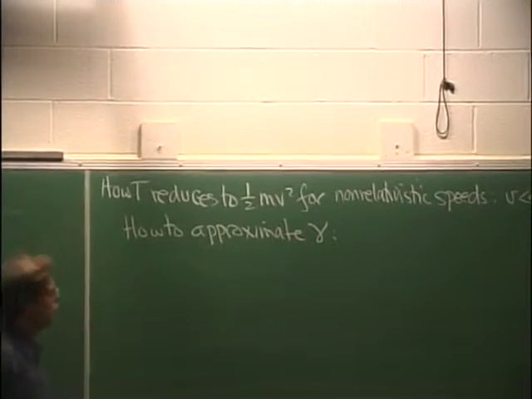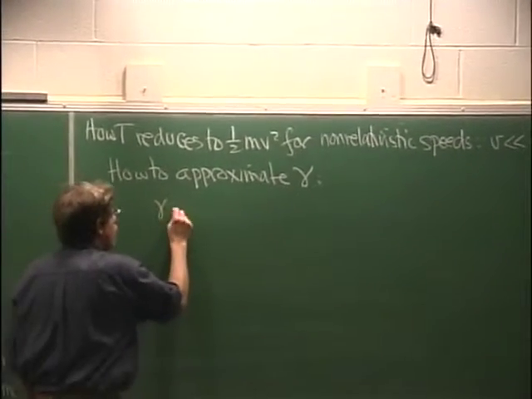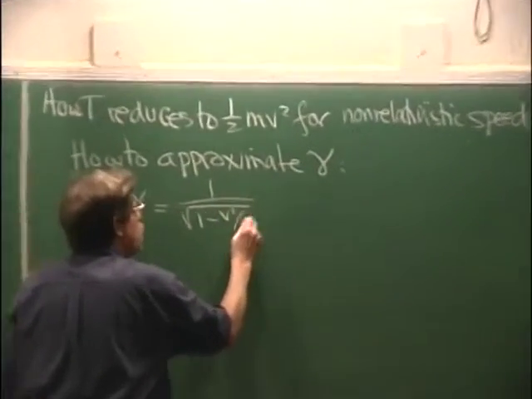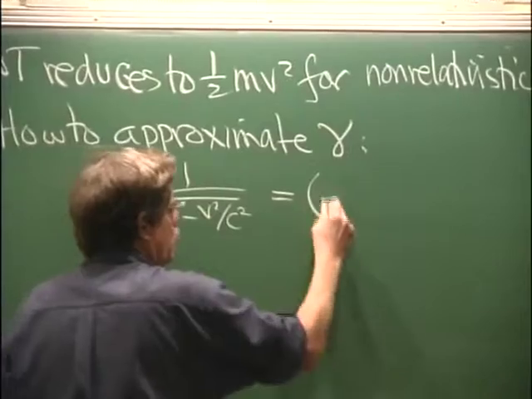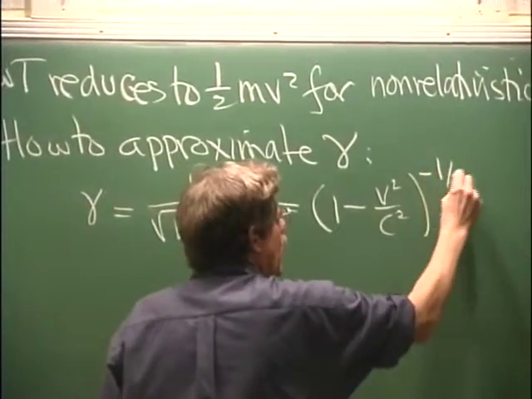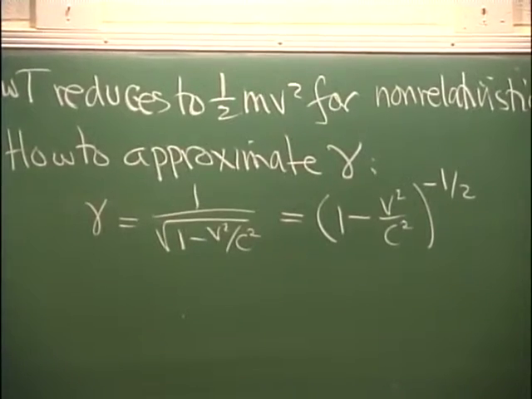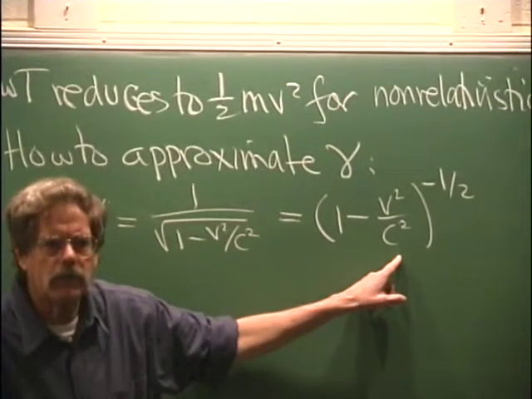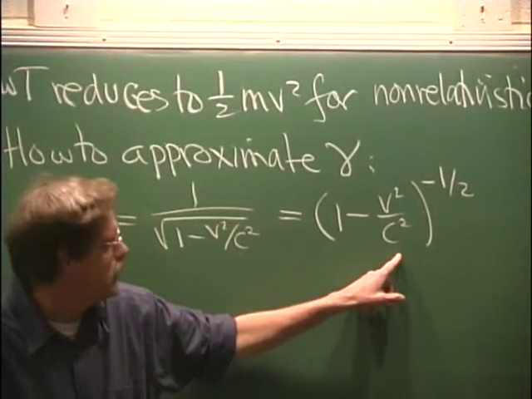I'm not sure whether you will have seen this kind of argument or not, but gamma is equal to 1 over the square root of 1 minus v squared over c squared. That's equal to 1 minus v squared over c squared to the minus 1/2 power, if you like. Do you know how to approximate? And the v squared over c squared is by assumption very small. We're in the non-relativistic domain.